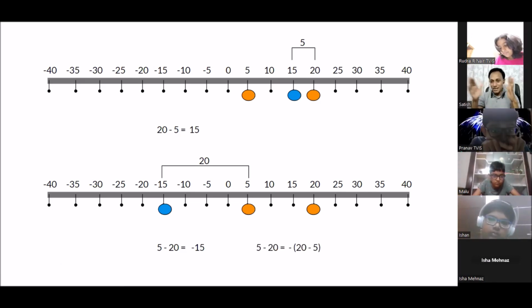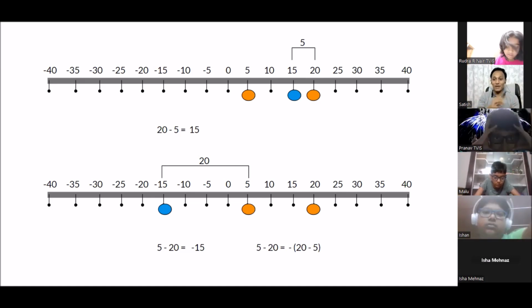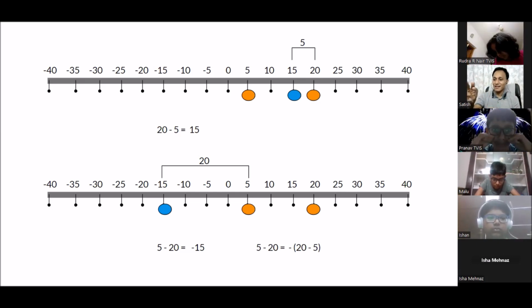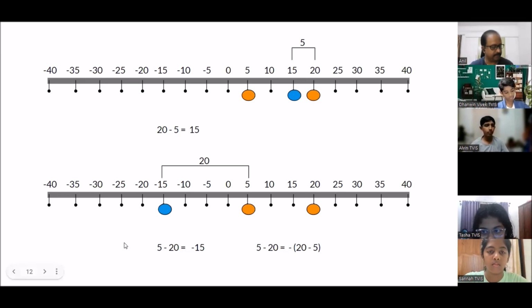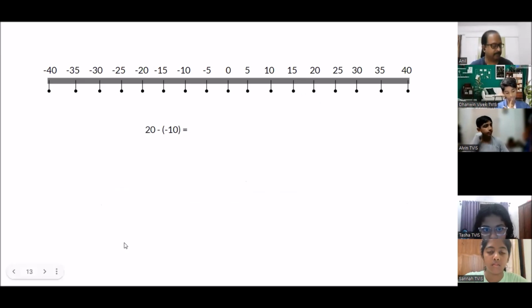So that is the difference between addition and subtraction. Right? 2 plus 5 is 7. 5 plus 2 is 7. But 2 minus 5 and 5 minus 2 are not same. 5 minus 2 is 3. 2 minus 5 is minus 3. Now we are getting into one more level of complexity. 20 minus 10.